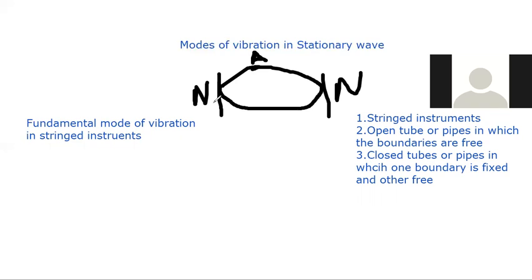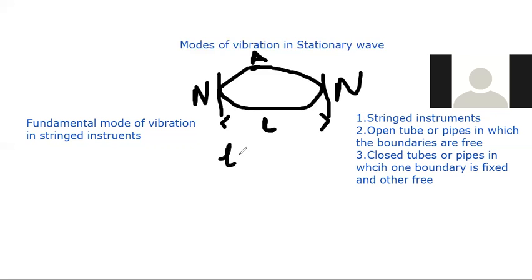This and this. Then it has an antinode. There's the antinode. From here to here is what we call the length. So in a string instrument, the fundamental vibration has two nodes at the fixed ends and an antinode between them. The distance between the two nodes is what we denote as L.